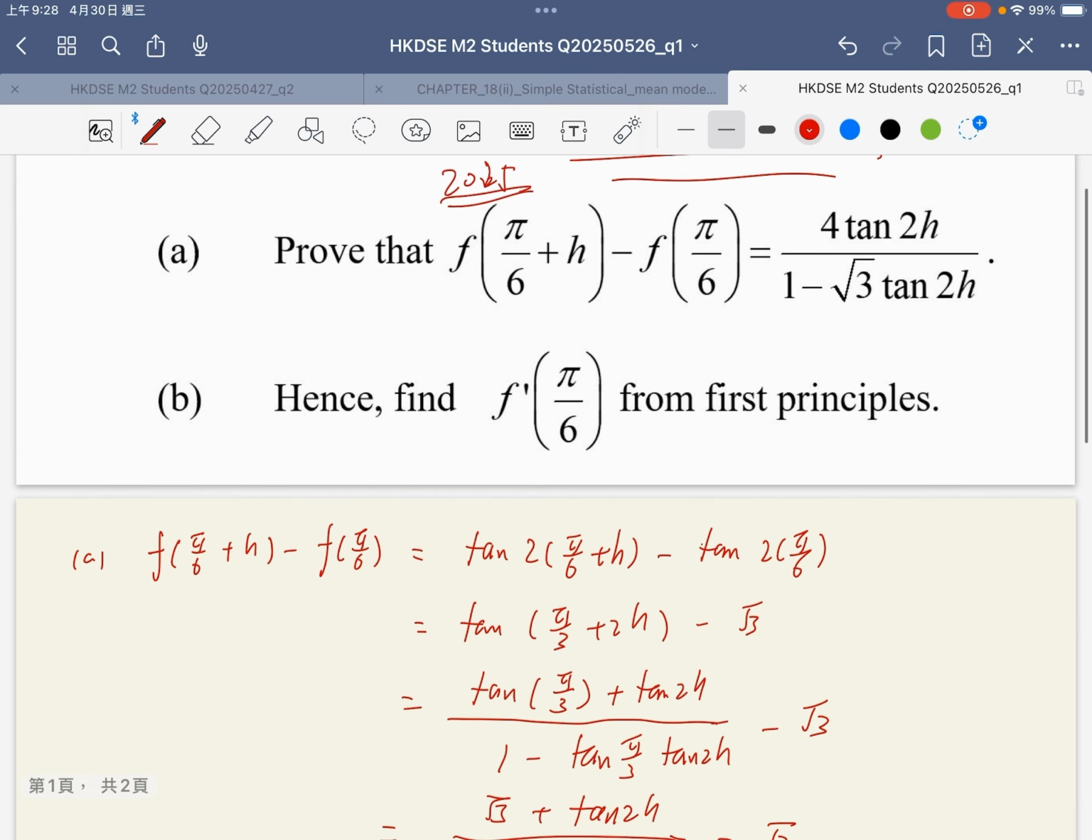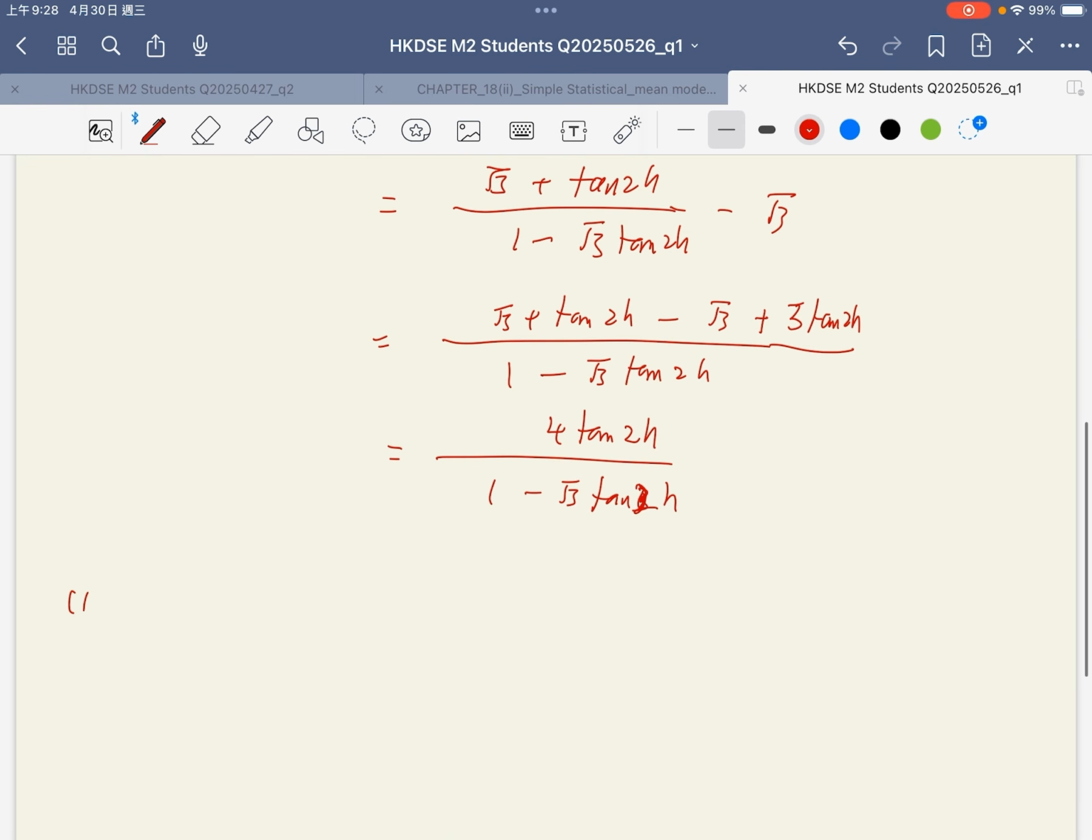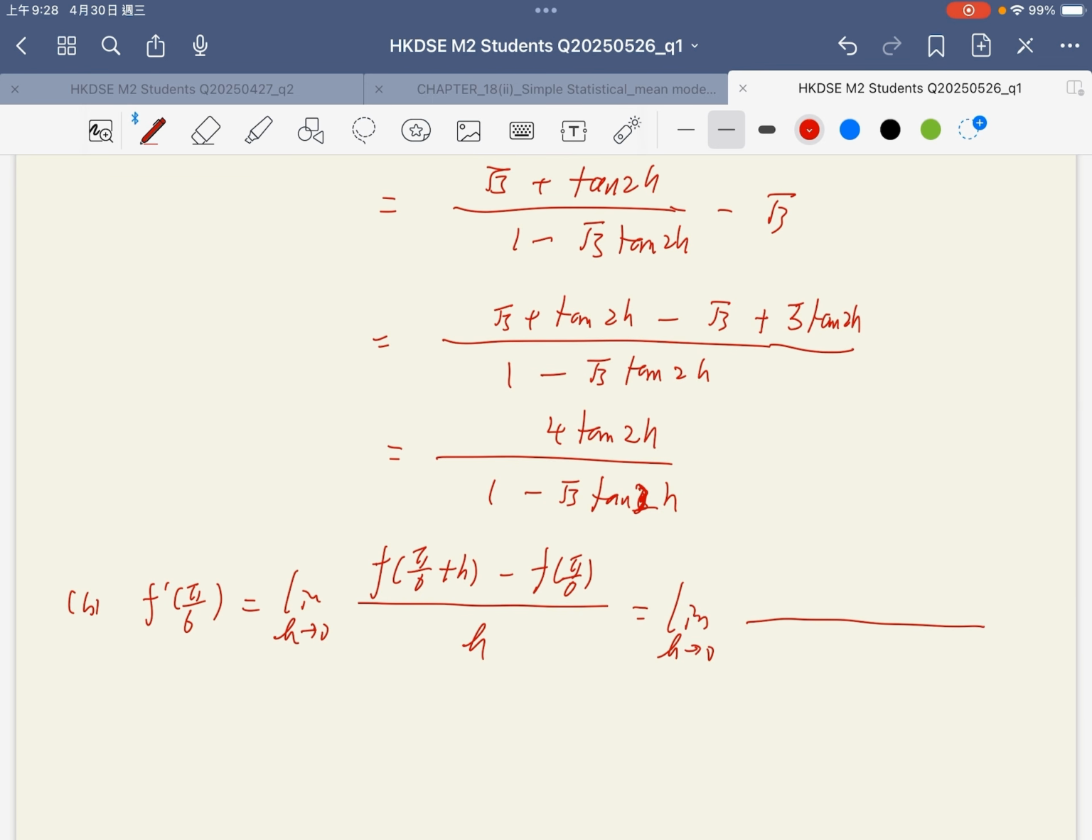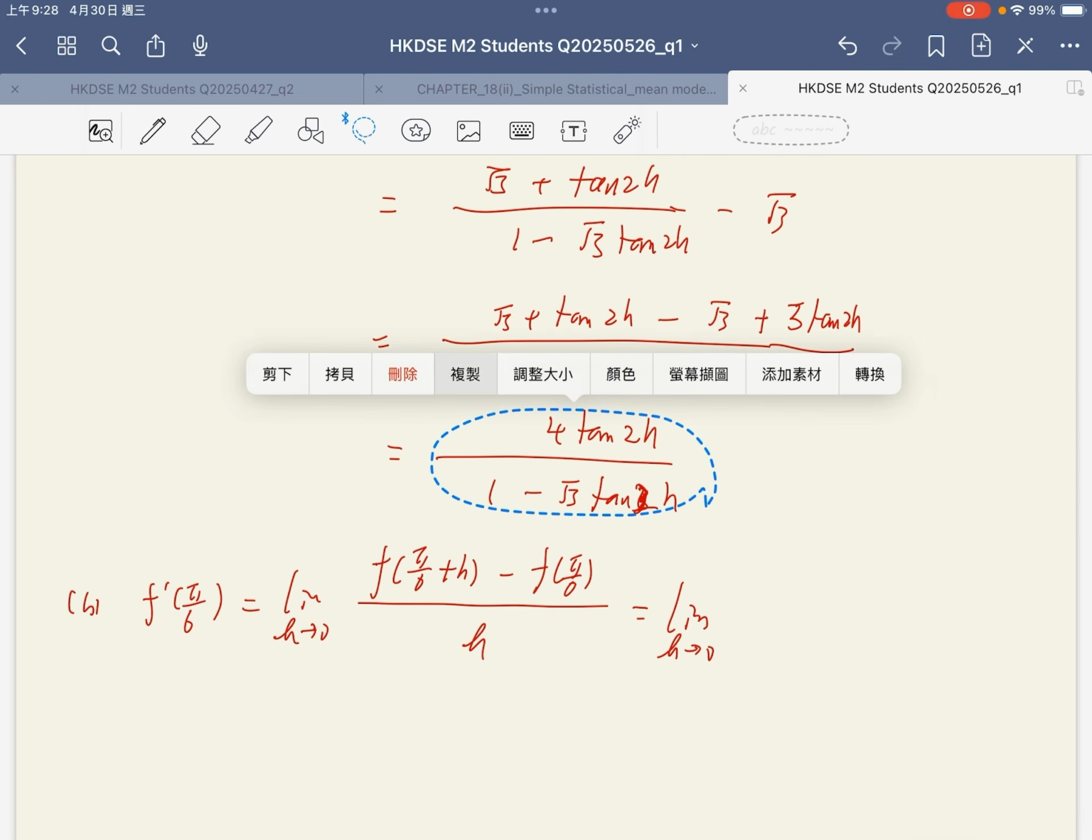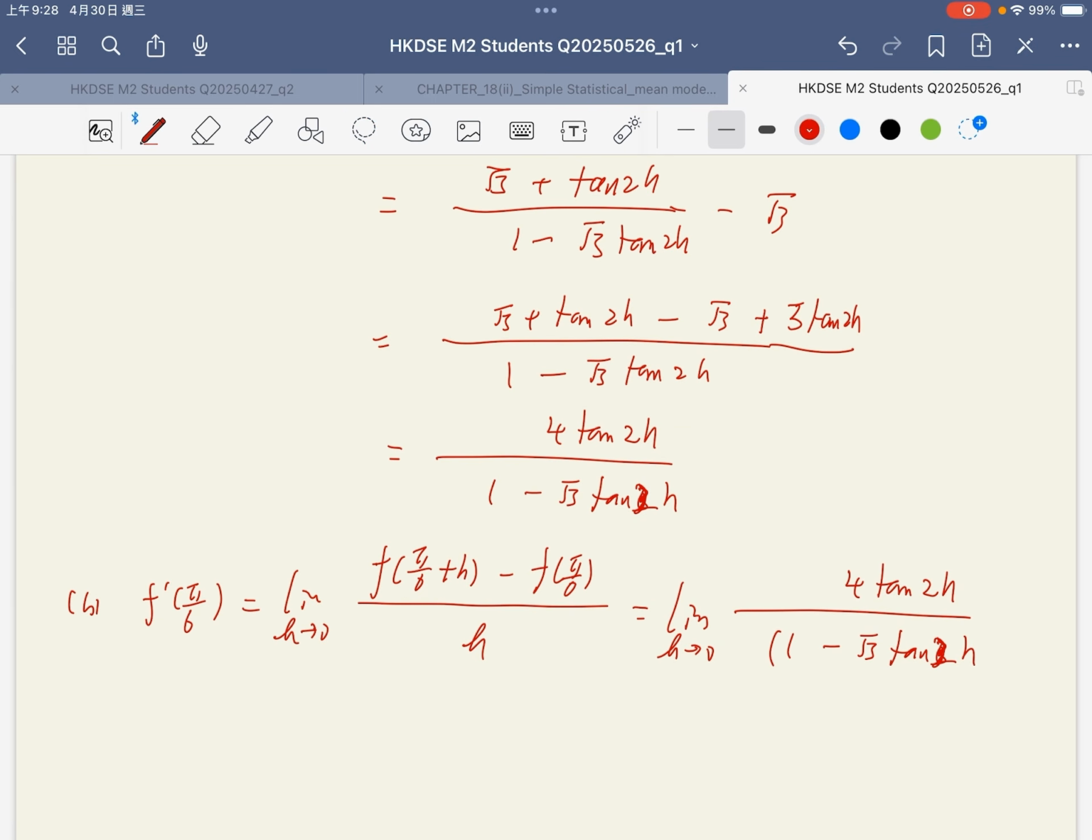Then for the next step, find f dash at pi over 6 from first principle. By the first principle, this is the limit as h tends to 0 of f(pi over 6 plus h) minus f(pi over 6), over h. That is equivalent to, I only have to put this into the next step, then over 1 more h.